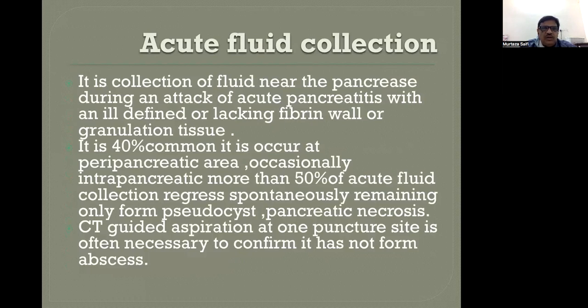Acute fluid collection is a collection of fluid near the pancreas during an attack of acute pancreatitis, with an ill-defined or lacking fibrous wall or granulation tissue. It is 40% common and occurs in the peripancreatic area, occasionally intrapancreatic. About 50% of acute fluid collections regress spontaneously; the remainder may form pseudocyst. If pancreatic necrosis occurs, CT-guided aspiration at one puncture site is often necessary to confirm it has not formed an abscess.